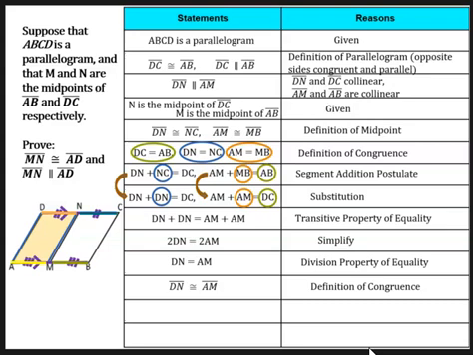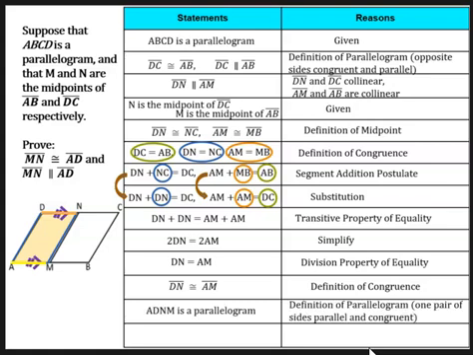Now that I have proven that quadrilateral ADNM has one pair of opposite sides that are both congruent and parallel, I can claim that ADNM is a parallelogram. And since ADNM is a parallelogram, I know that opposite sides must be congruent and parallel, meaning that segment MN is both parallel and congruent to segment AD.